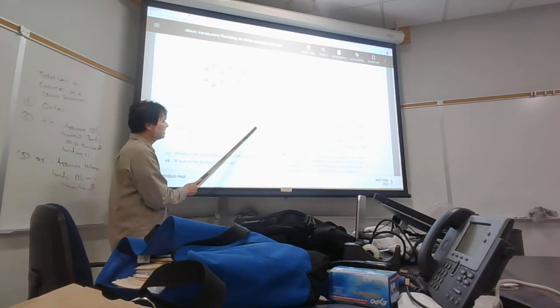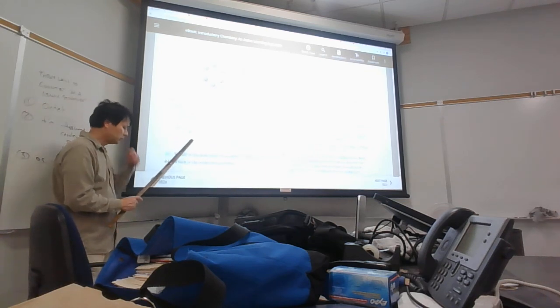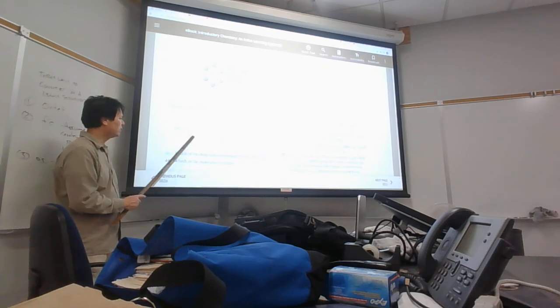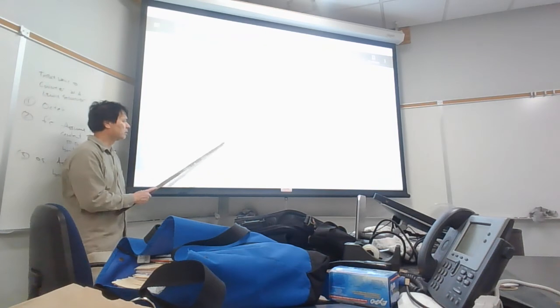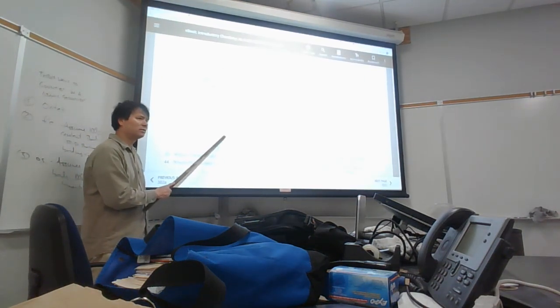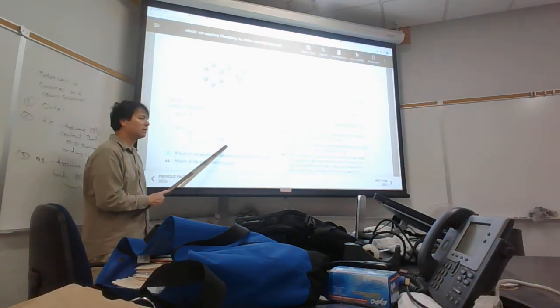What about this one? What's the electron geometry? Tetrahedral, so it's 109. And the molecular geometry? Trigonal pyramidal. This one? Trigonal planar. Angle? 120. And the molecular geometry? Trigonal planar. This one, tetrahedral. Angle, 90 degrees? No, angle is 109. And molecular geometry? Tetrahedral.